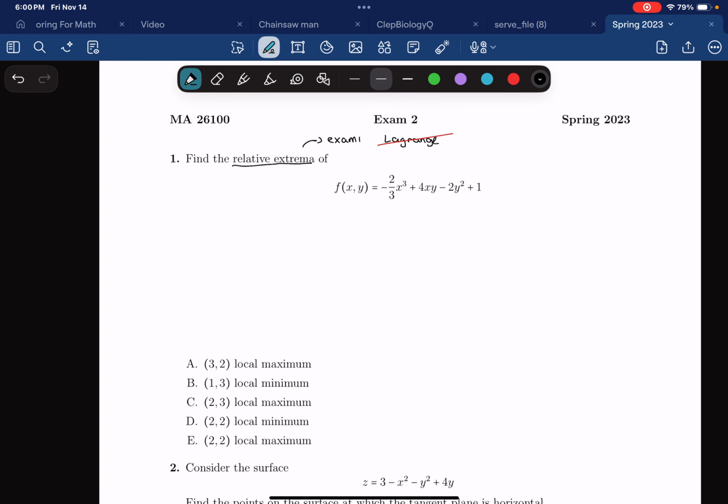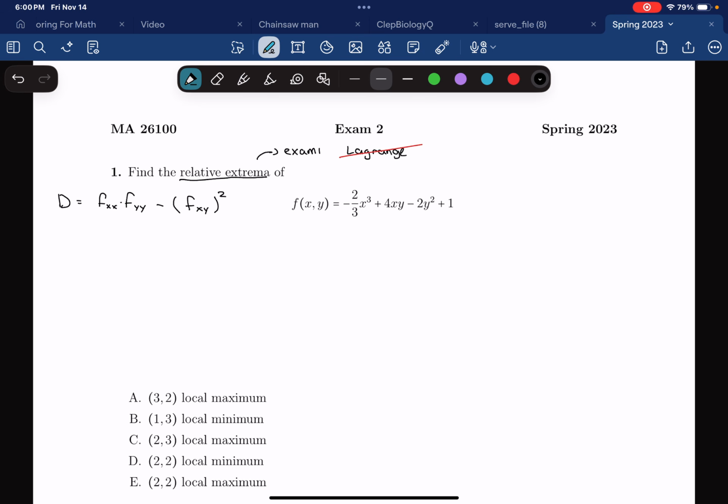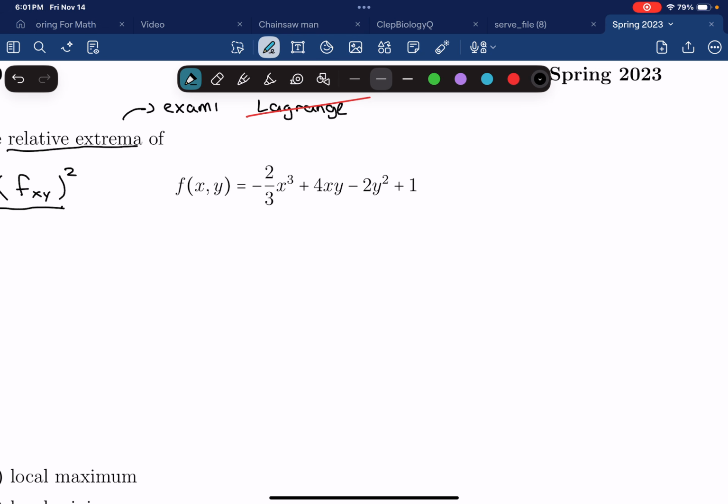Instead, this is one where you have to find the discriminant D, which is equal to the double partial of f with respect to x, the double partial of f with respect to y, those two multiplied, minus the mixed partial of xy, squared. If you remember that, then you should be fine, but let's go through the steps anyways.